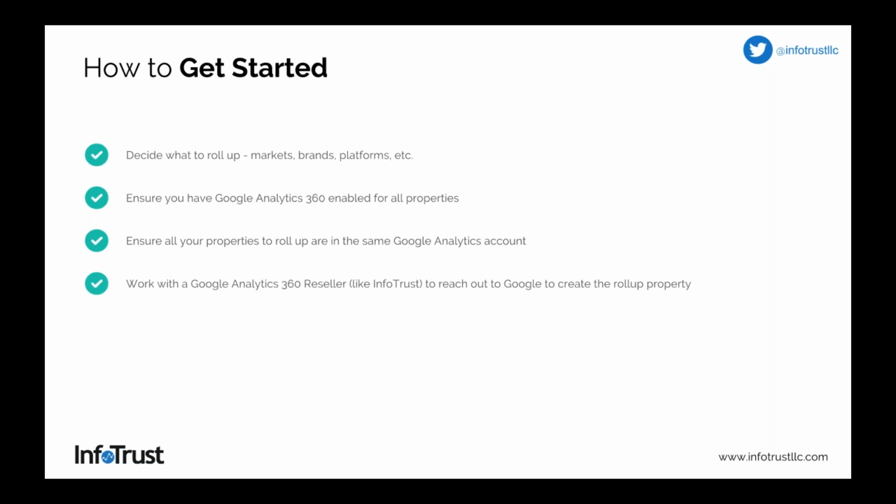And then you need to work with a Google Analytics 360 reseller like InfoTrust to then reach out to Google to create the roll-up property. I envision this changing in the future. You'll probably be able to manage this yourself. Right now, it's still Google managed. The last step, or one of the last steps here, is then adding those properties to be included in the rollup. So you have to go to the Google Analytics admin section. Under the property settings, there's rollup management, and then you add your property sources for that rollup.